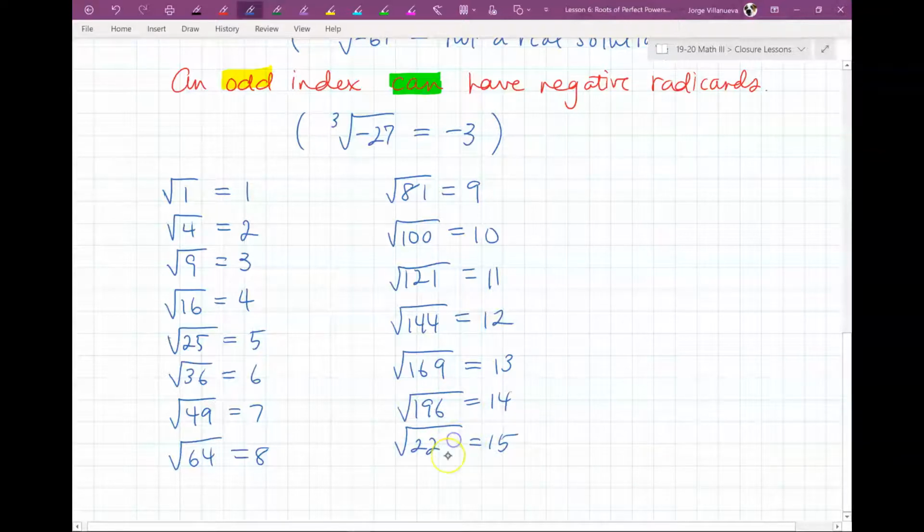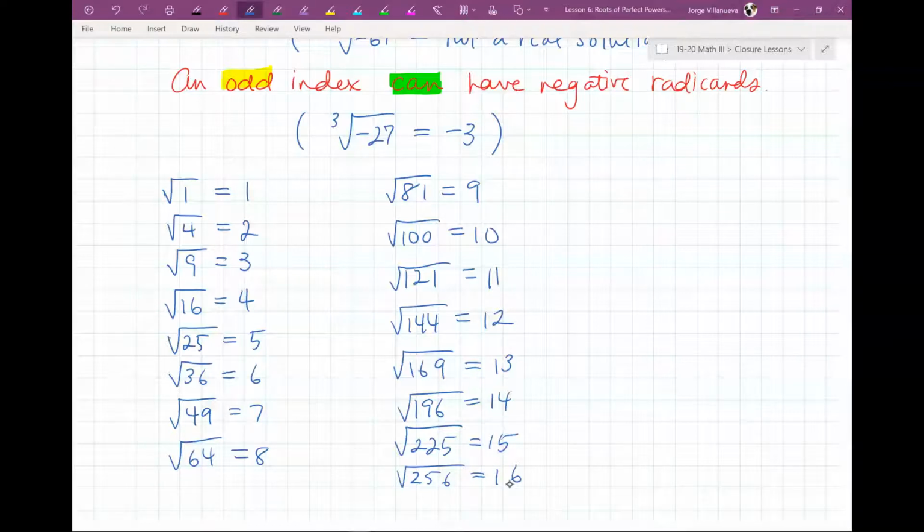Let me rewrite that 5 again. And the last one is 256. That's 16. So you guys should know those, okay? You should know those. So from 1 through 16, you should know those square roots, okay?